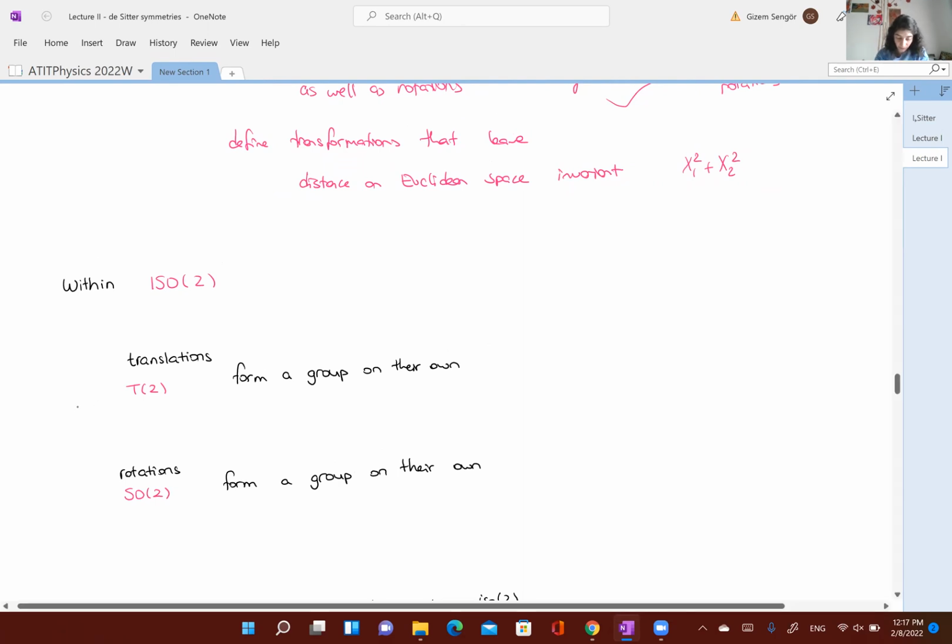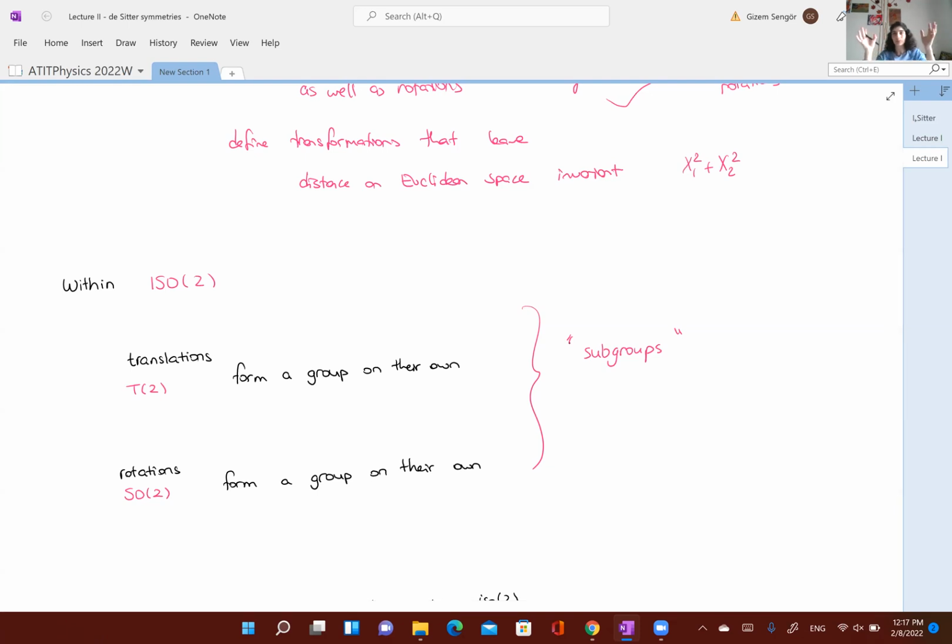within SO2, actually translations on their own form a group and rotations on their own form a group. So these are subgroups. I mean, this is pretty much like dividing a set into its subsets. A group can have subgroups, but what those subgroups are, again, depends on the group.